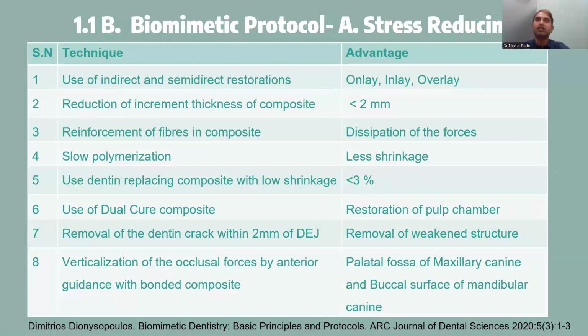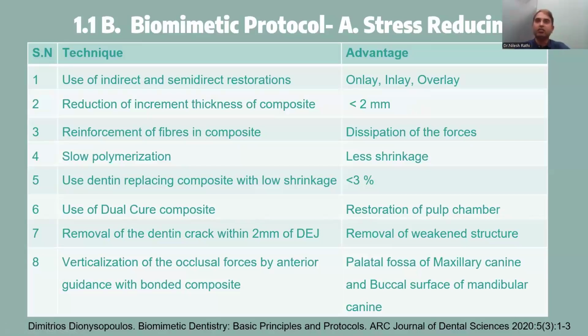Any composite, when taken in bulk, always has shrinkage, and we need to dissipate this shrinkage. The ideal method of reducing this shrinkage is only possible when you use indirect restorations. Indirect restoration means using an onlay, inlay, or overlay. Care should be taken that we never have a composite thickness of more than 2 mm if you are not using a bulk fill composite.